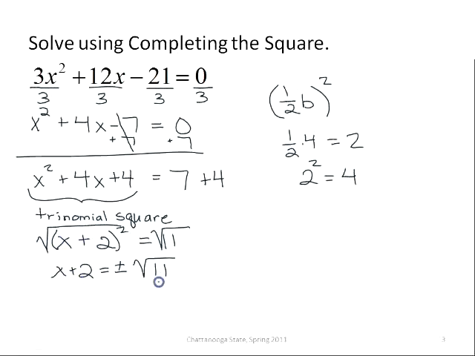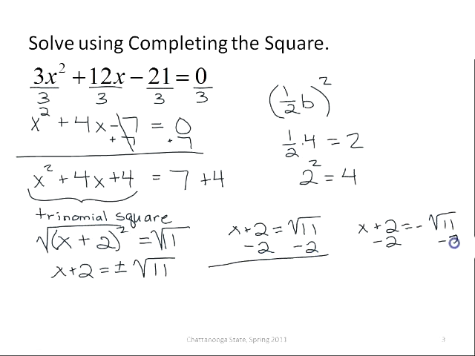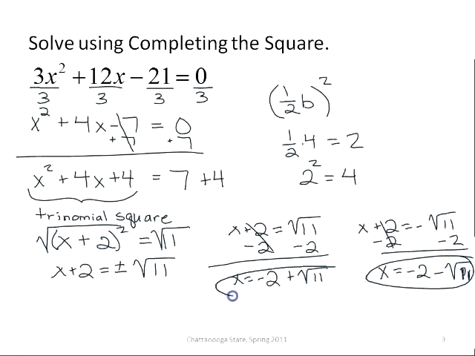Okay. Now, this gives me 2 separate equations. Let me write it as 2 separate equations first. x plus 2 equals the square root of 11, and x plus 2 equals a negative square root of 11. To solve both of these, I need to subtract the 2. So this would give me x equals negative 2 plus the square root of 11, and this one would give me x equals negative 2 minus the square root of 11. So these are my solutions.